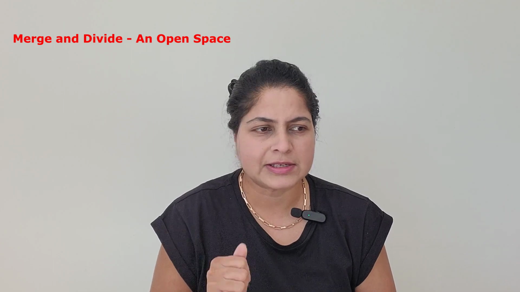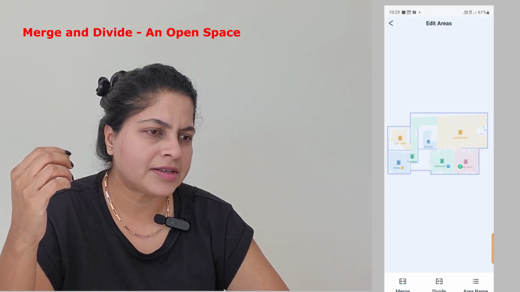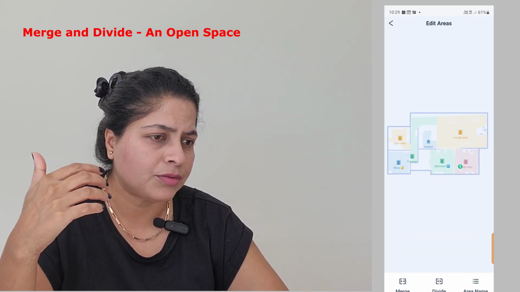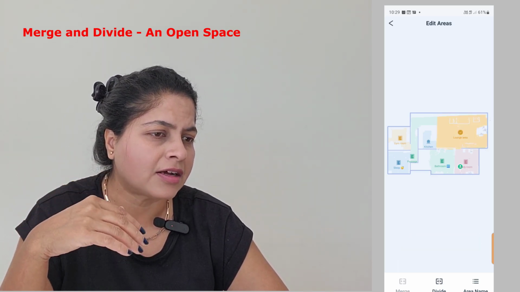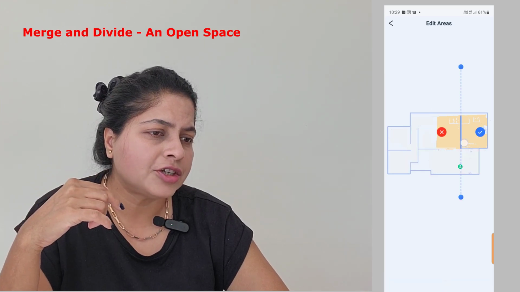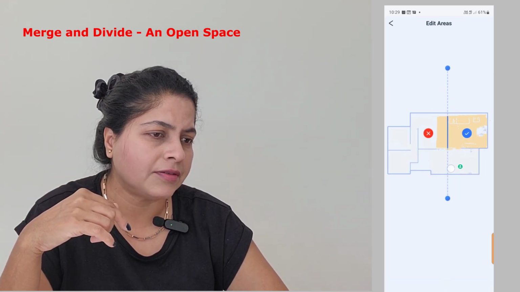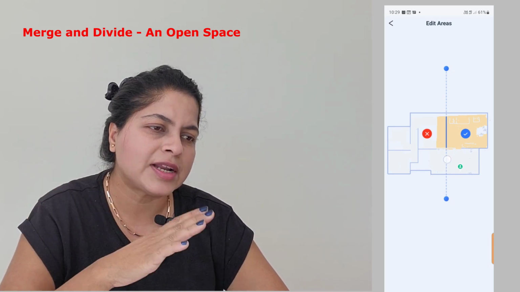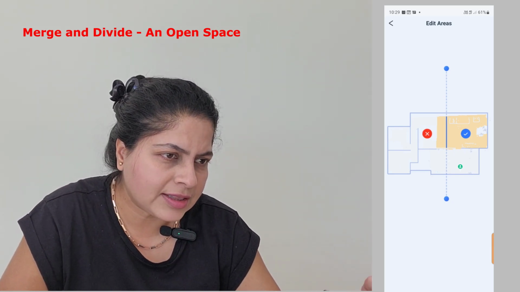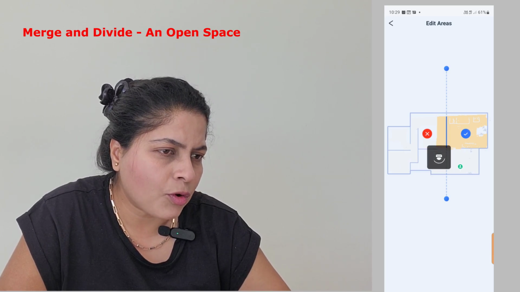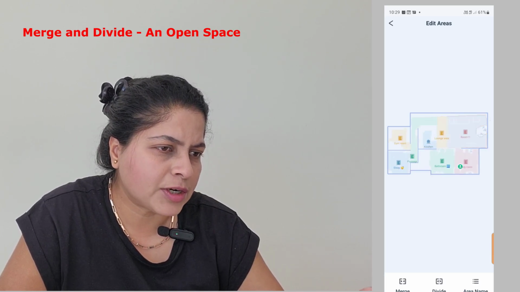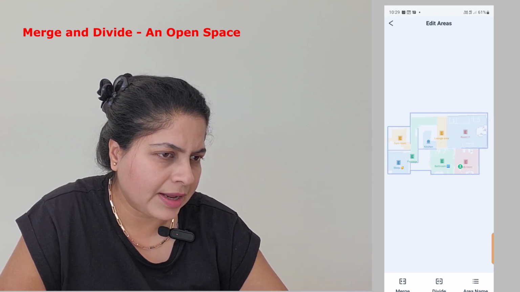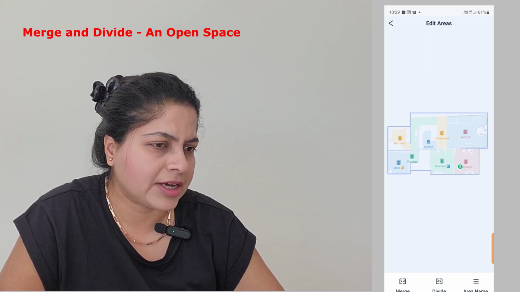So here I'm in the edit areas section of the ECOVACS Home app. It's asking me to select the area that I want to edit. So I've selected the large lounge area, and initially I do a vertical divide in order to split this area into a dining section as well as the rest of the lounge area. So you can see that I get a thick line from wall to wall, and it has been able to split my lounge areas into 2. The yellow section will now become my dining area, and then I'm left with the blue section.